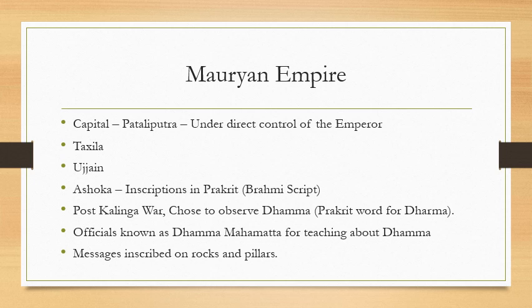Dhamma is the Prakrit word for the Sanskrit term dharma. Ashoka's Dhamma did not involve worship of a god or performance of a sacrifice. Instead, he appointed officials who were known as Dhamma Mahamatta, who went from place to place teaching people about Dhamma. He got his messages inscribed on rocks and pillars, instructing his officials to read them to those who could not read themselves.